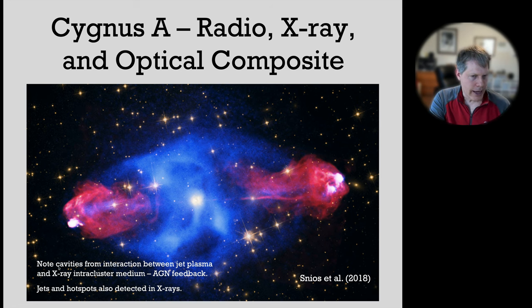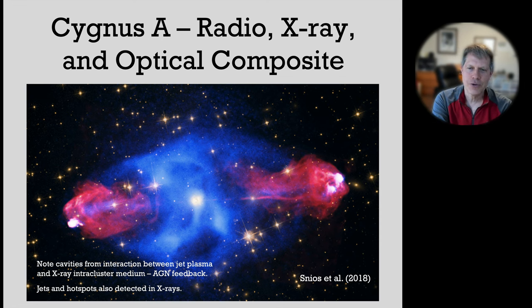Another point I want to highlight is if you look at the hotspots of Cygnus A, here and here and here, you can see they have some blue color associated with them as well. So the jets and the hotspots are also detected in the X-ray band. You see the hotspots there and the jets, it's a little harder to see here, but if you look at the X-ray image and process it carefully, you can see the jets of Cygnus A are also detected in the X-ray band. So the jets are multi-wavelength sources.